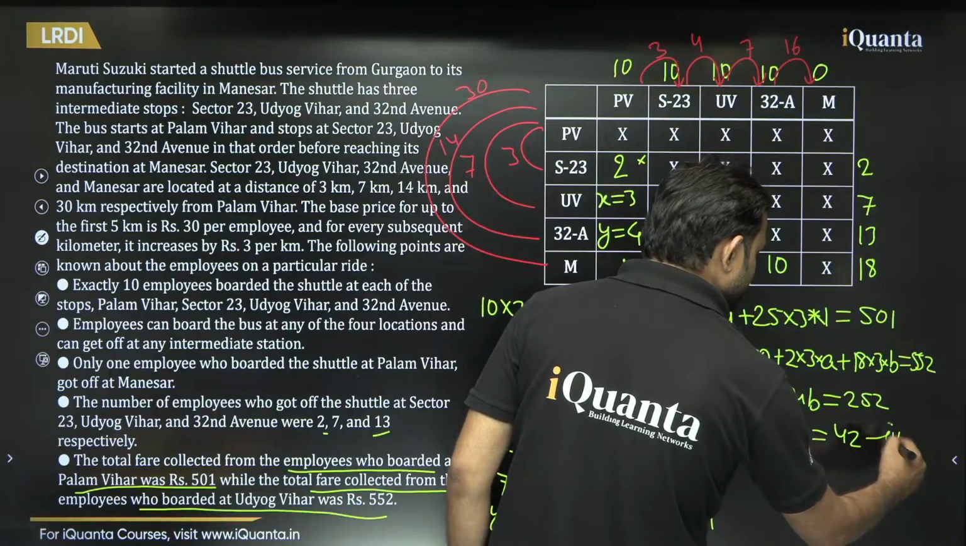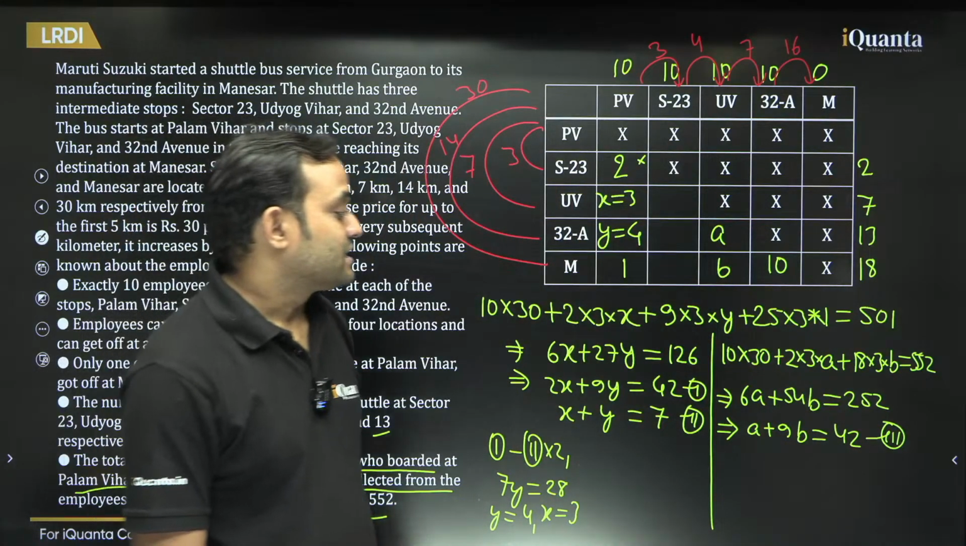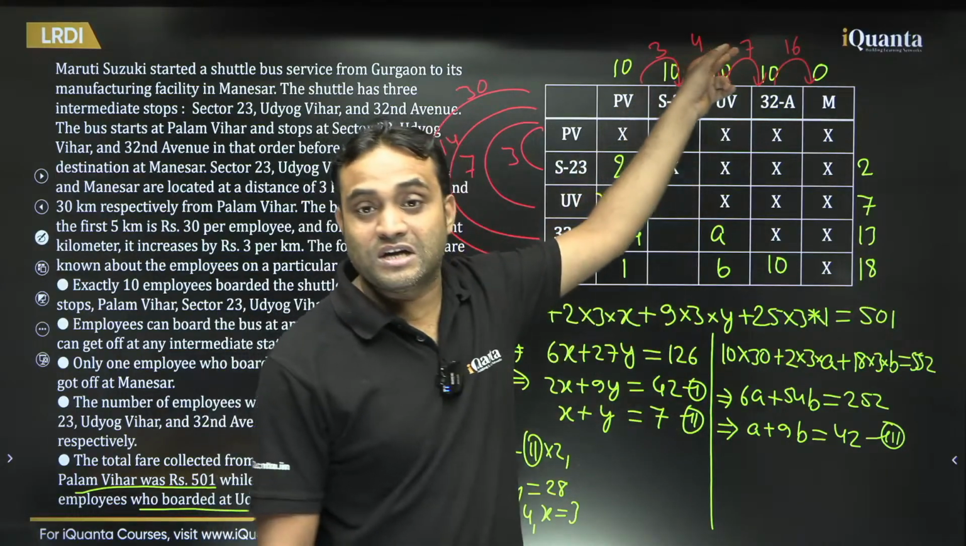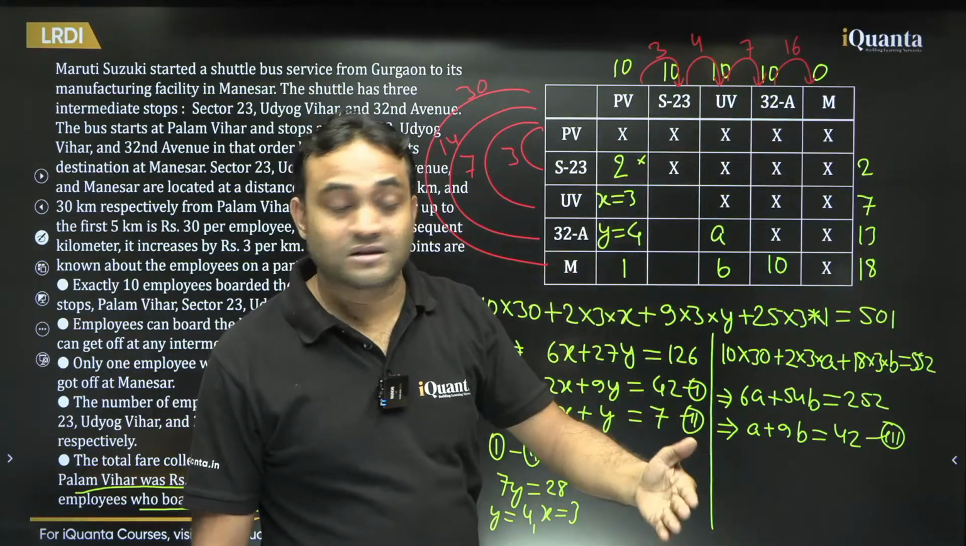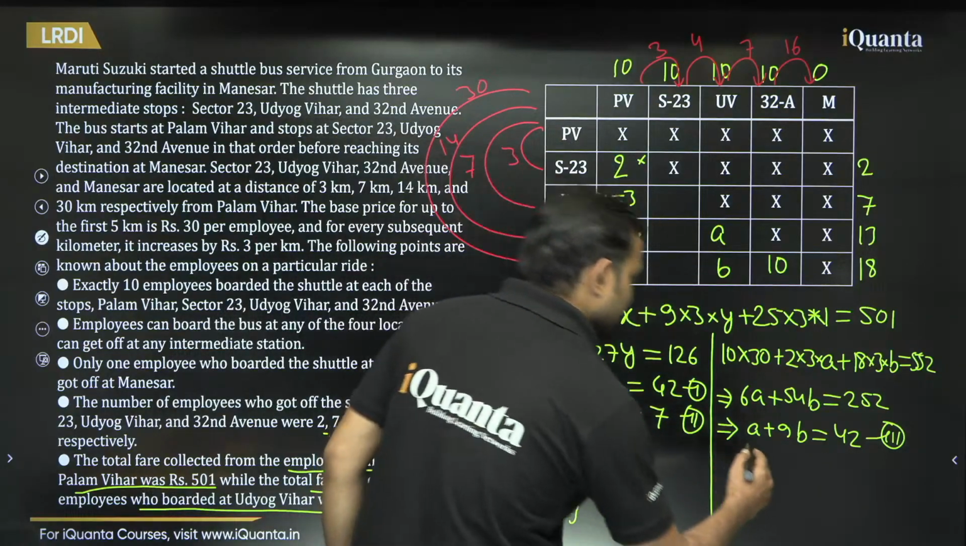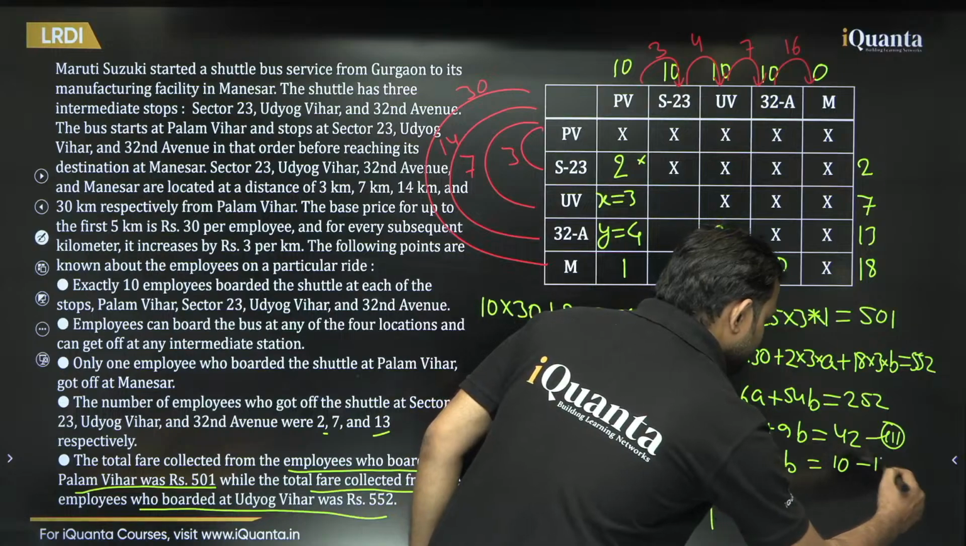Let's say this is our third equation. Now what can we say about A plus B? Can I say A plus B will be equal to 10, because there are 10 employees who are boarding the bus at Udyog Vihar? So in that case, A plus B will be equal to 10. This is our fourth equation.